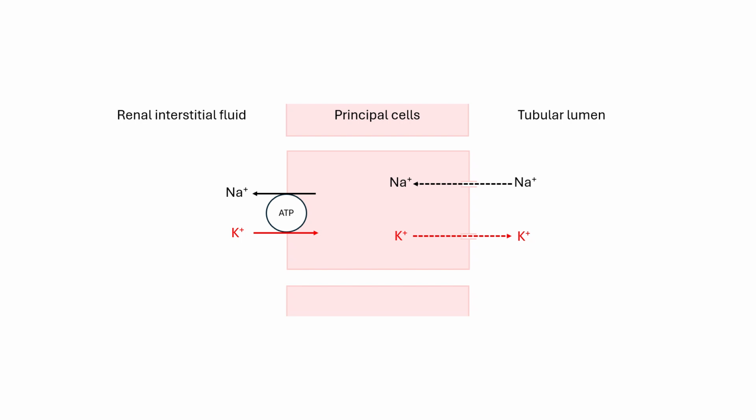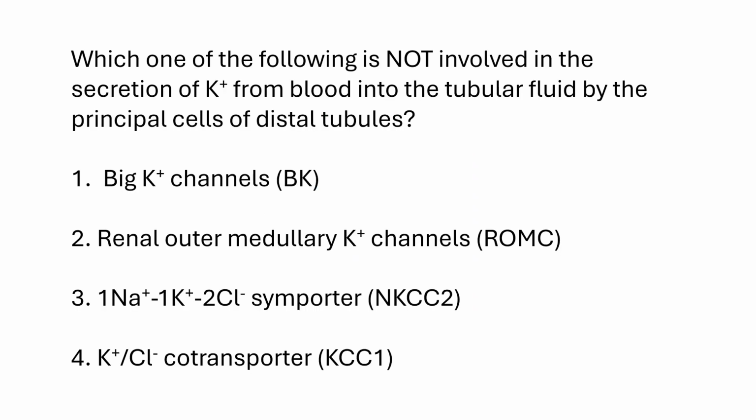Potassium is secreted from the blood into the tubular fluid via principal cells in the late distal tubule and collecting duct. This is achieved by active uptake of potassium from the blood into the cell by the basolateral sodium-potassium ATPase pump. This is followed by passive diffusion into the tubular fluid through apical channels. Now, let's look at the options.